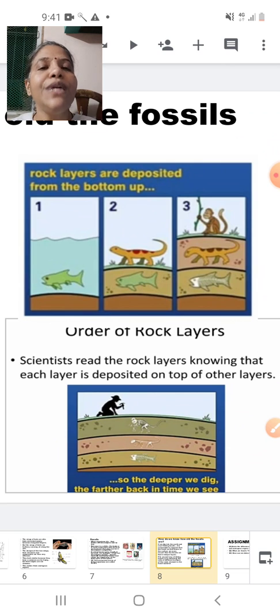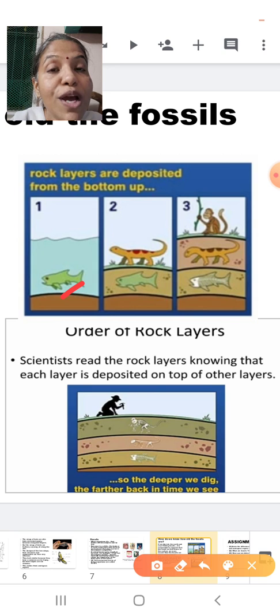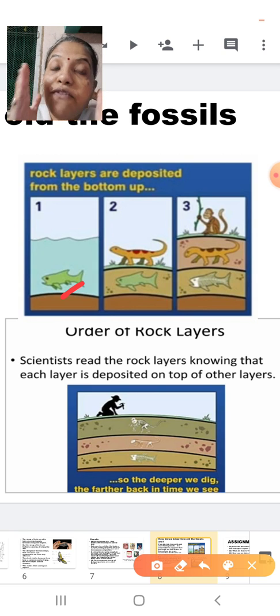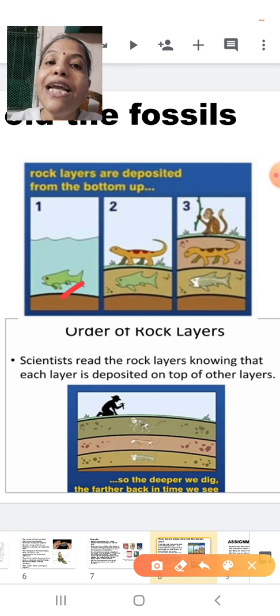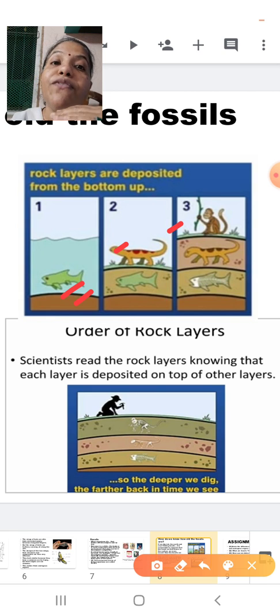Now students, you can see here, according to evolution, the first organism to come onto earth's surface is a Pisces, that is a fish. So the skeleton of the fish will be present at the lowermost layer of the sedimentary rock. If you take a section of the sedimentary rock and study the fossils inside it, the lowermost layer will be that of the organisms which were present in the past, followed by the ones which came second, and then followed by the one which came third. So rock layers are deposited from the bottom up.